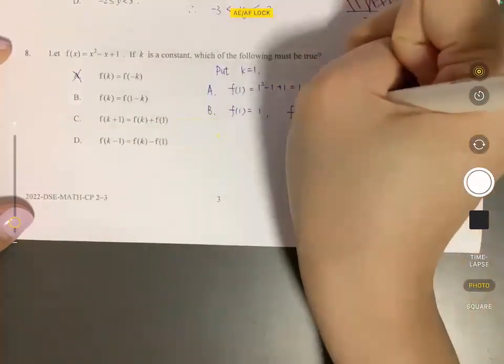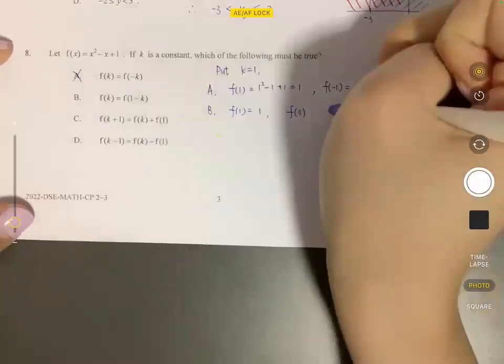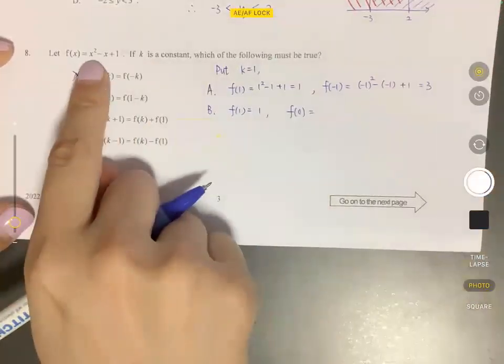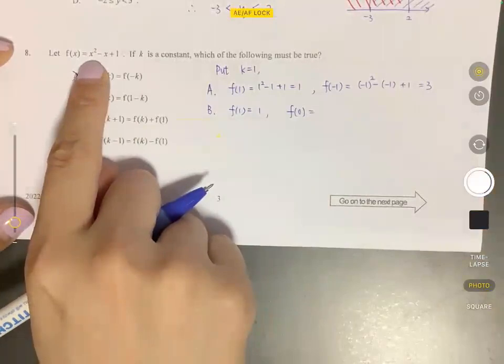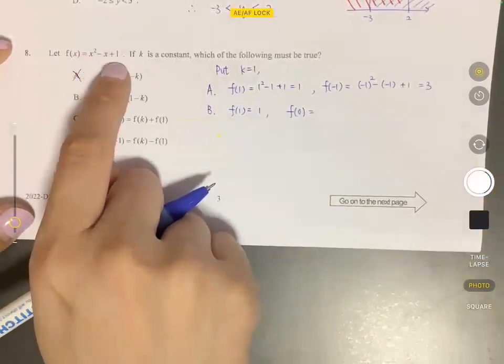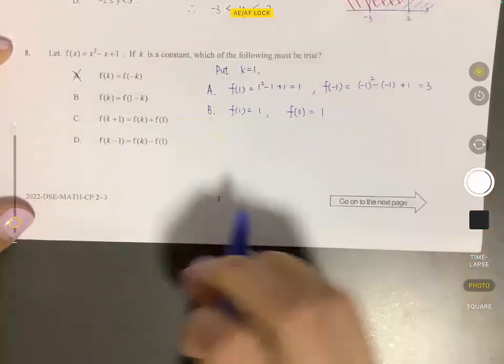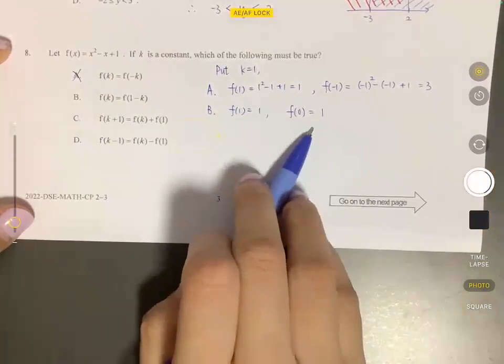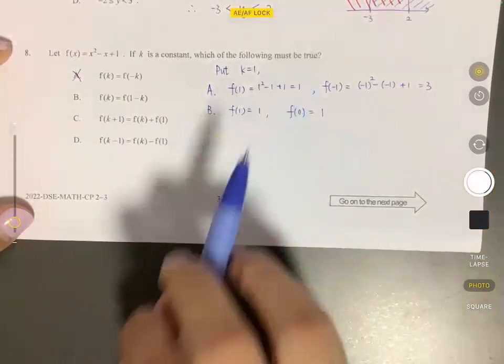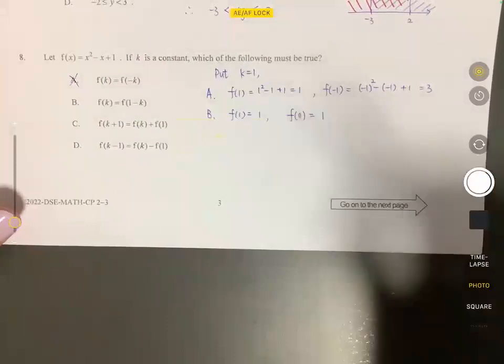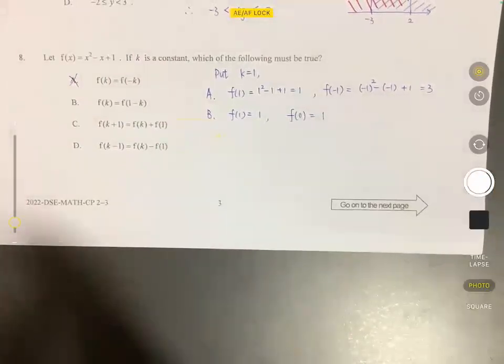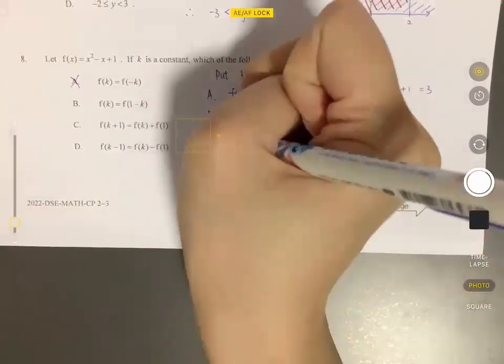I want to find out what f(0) is. So f(0) means when x is 0. Then we got 0 squared minus 0, that means 0, and 0 plus 1. So that means 1. Oh, it seems that B is correct. Okay, but because we need it to be must be true, maybe it is just a coincidence, right? So I would like to check C and D as well. So how about C and D?